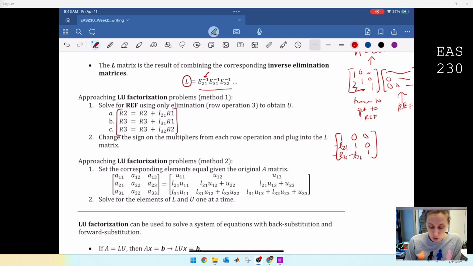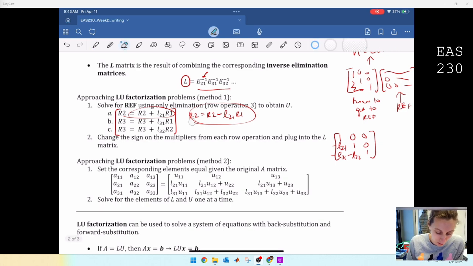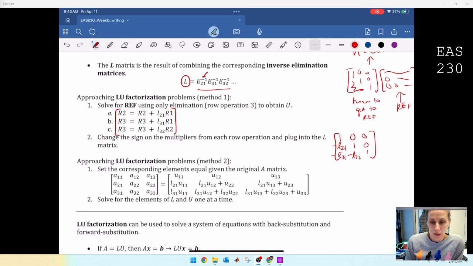Sometimes you might see it written as R2 equals R2 minus L21 R1. And in that case, you don't need to change the sign. Either one, just keep in mind the difference between this row operation and this row operation and how it fits into E versus how it fits into E inverse. But you'll see it a couple different ways.